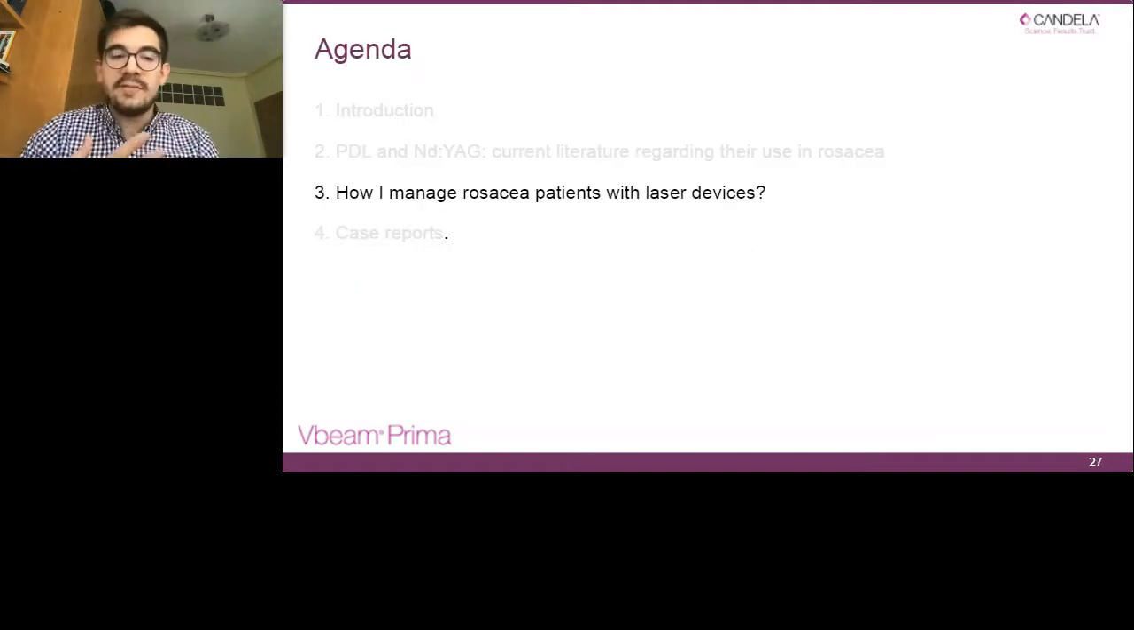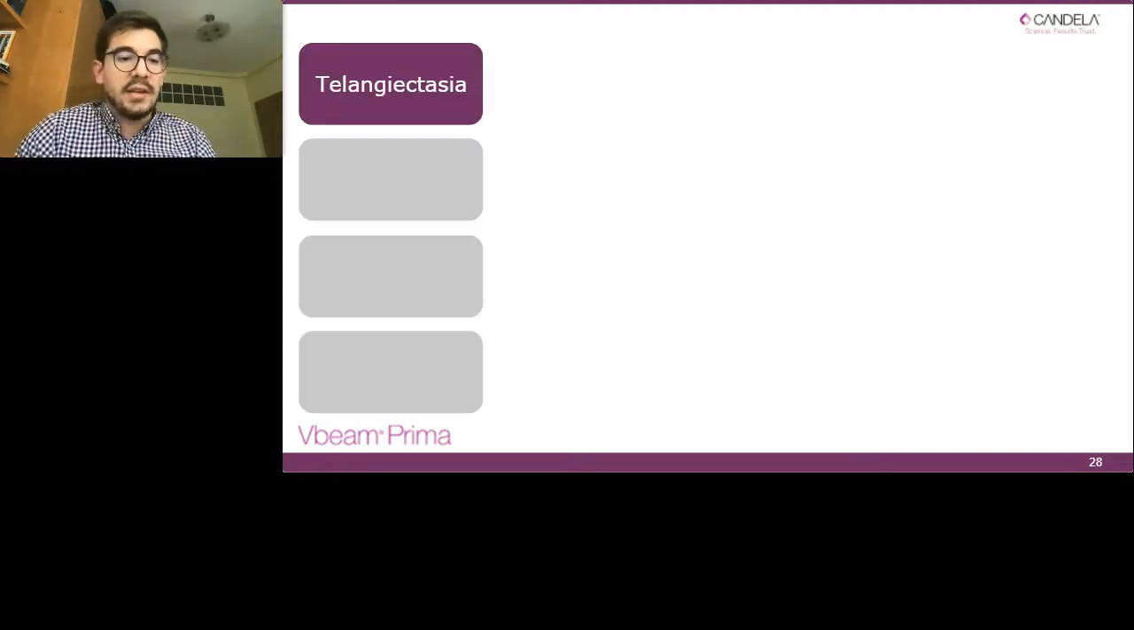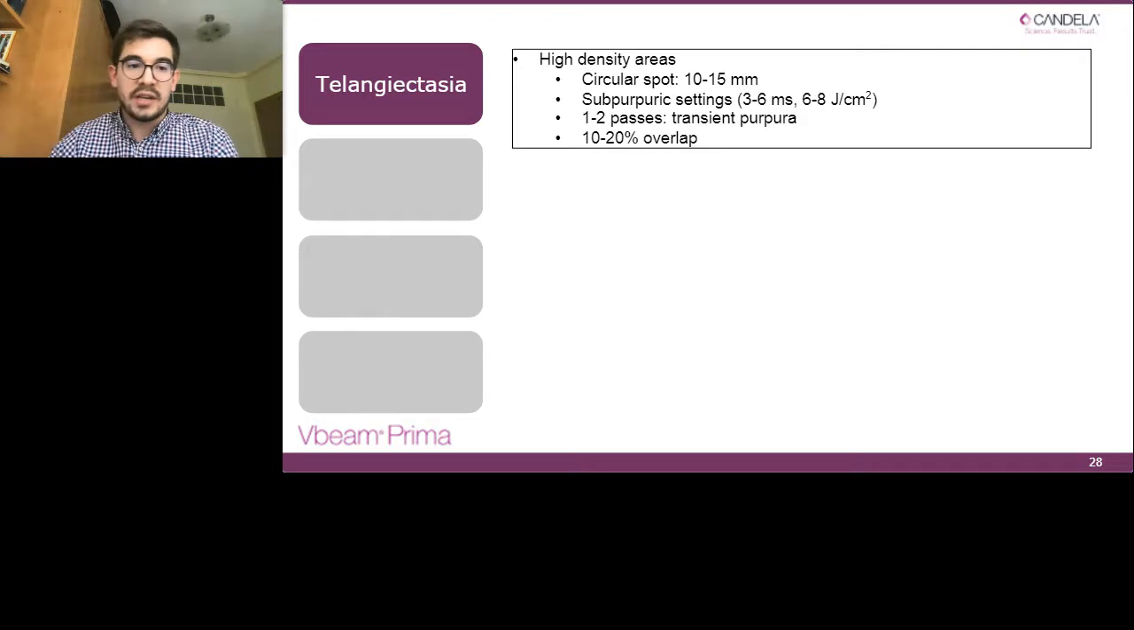So after giving all this information and evidence on the use of PDL and the Nd:YAG when treating rosacea, what do I do in my clinic? To summarize all this information, I'll give you some tips that you can use when treating patients with rosacea regarding the use, for example, of Vivim Prima, which is the device that I use. So I'm going to divide this part into the 4 main conditions that I treat, which are telangiectasia alone, erythema, papulopustular rosacea, and fibrous rosacea with a very congestive aspect.